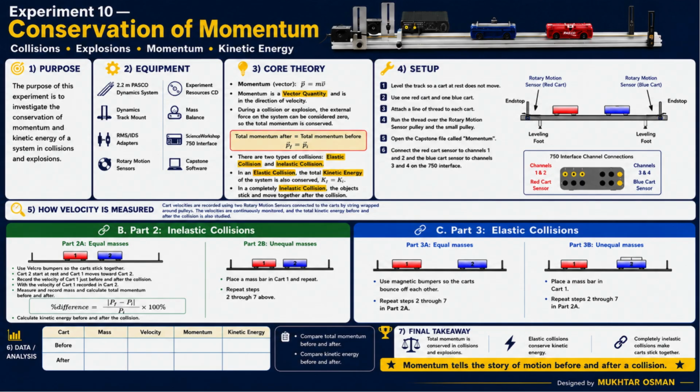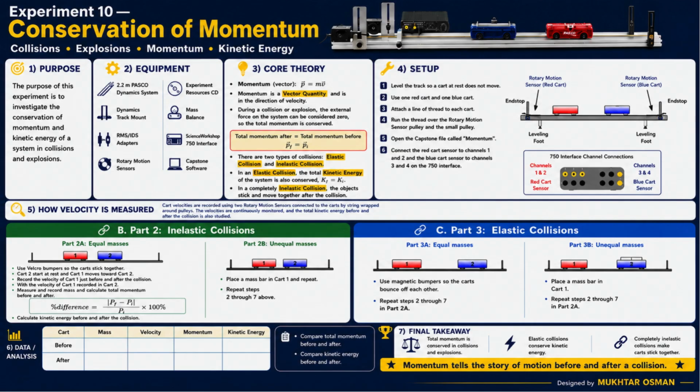How velocity is measured. Cart velocities are recorded using 2 rotary motion sensors connected to the carts by string wrapped around pulleys. The velocities are continuously monitored, and the total kinetic energy before and after the collision is also studied.